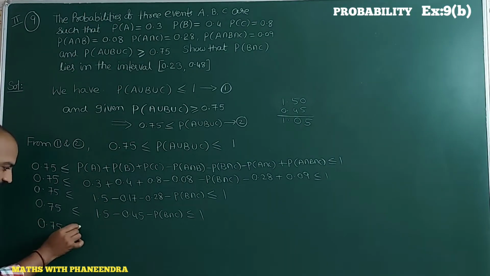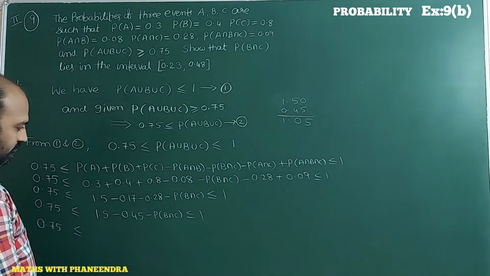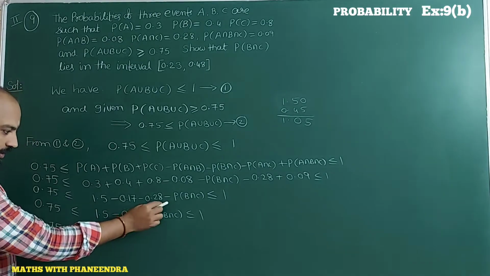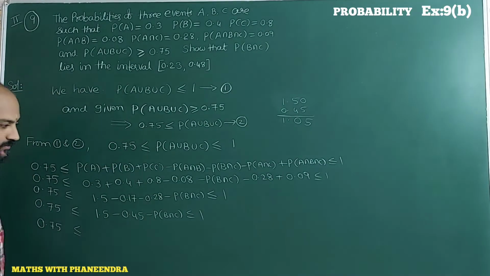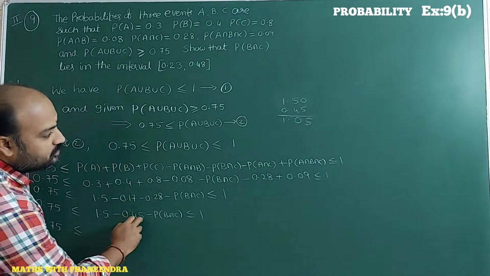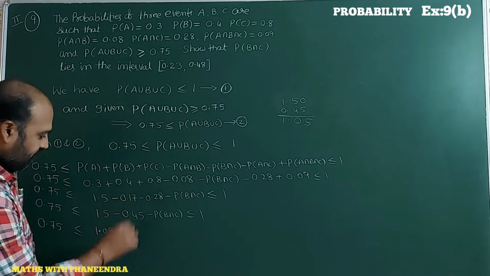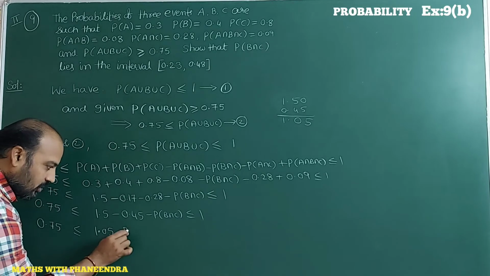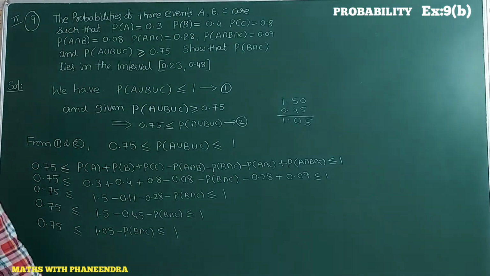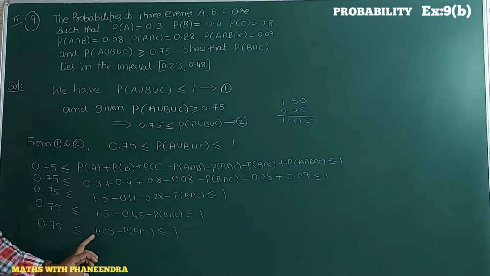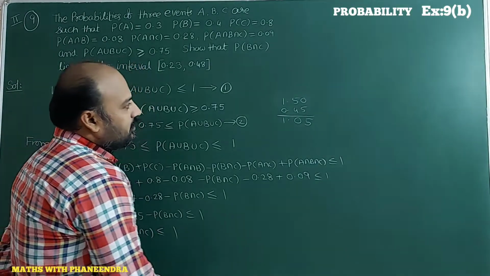So 0.75 is less than or equal to 1.05 minus P of B intersection C, less than or equal to 1. After that, subtract 1.05 from every term.